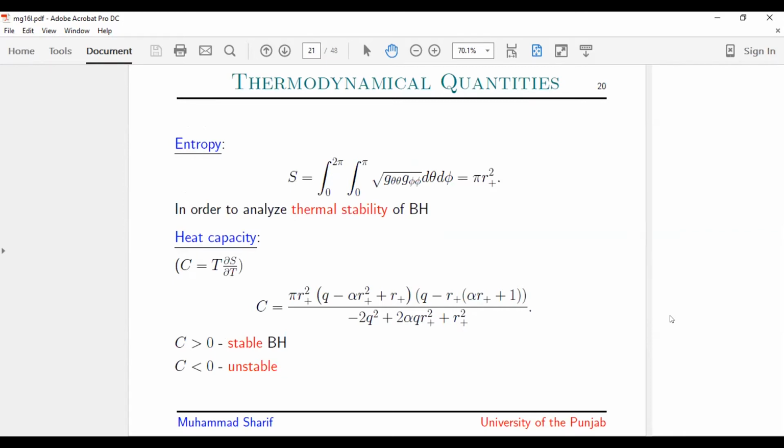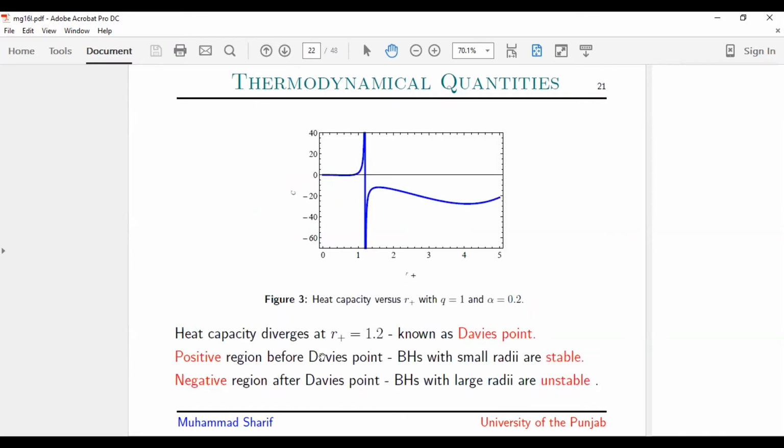Next is the entropy. We can calculate entropy through this formula. In order to analyze the thermal stability of the black hole, we need to calculate heat capacity, which is given by this formula. And this is the form of the heat capacity. Now, the black hole will be stable if this heat capacity is positive, and it would be unstable if this is negative.